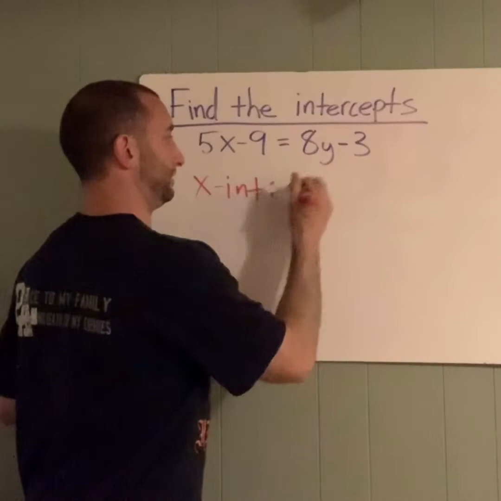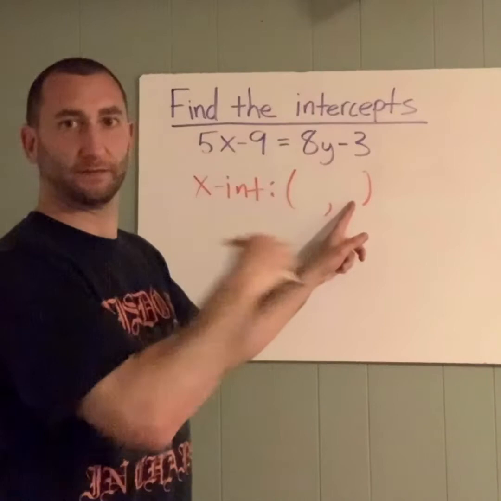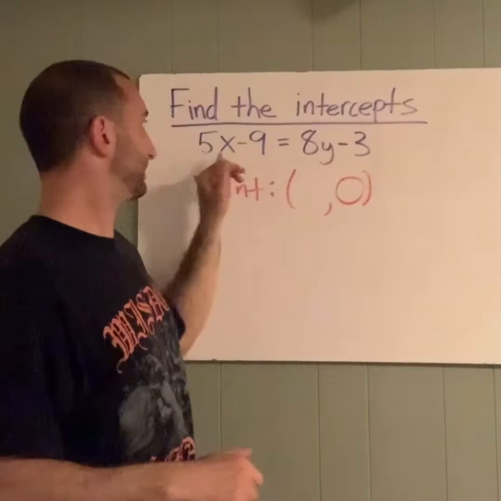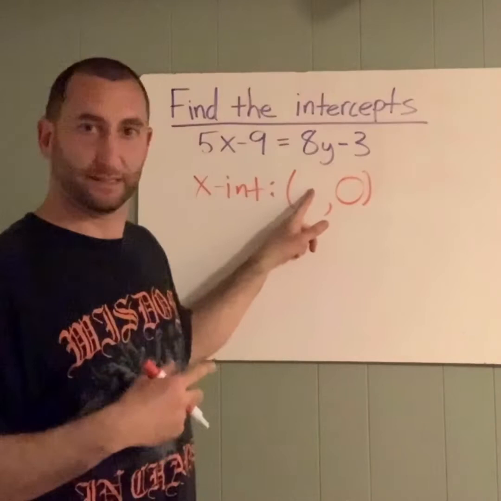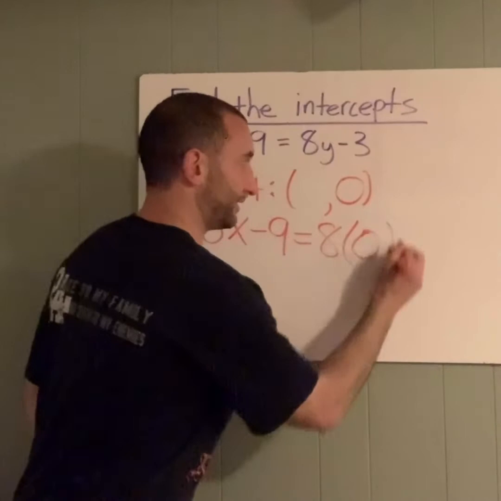What do we know is true about every x-intercept ever? That the y value is going to be what? If we're on the x-axis, have we moved up or down at all? We have not. So we know that the y value is going to be zero. So to solve for this ordered pair, we're going to plug in zero for y and solve for x, and that will tell us our x-coordinate for this ordered pair, meaning this is where the x-intercept is. So let's do that. We have 5x minus 9 equals 8 times what y is, which is 0 in this case, minus 3.